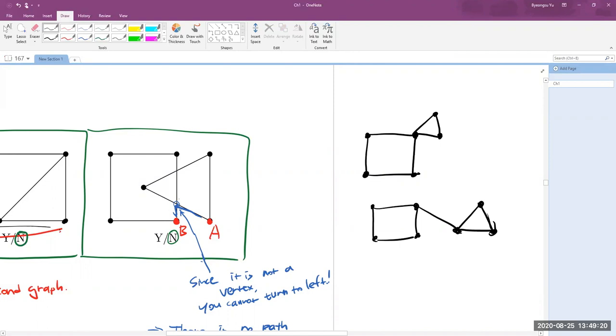But in this case, the edges are crossed, but the crossing point is not a vertex of the graph. So in that case, they are not connected. This case is not connected, so it has two components. But in the other case, they are connected, so there is only one component.